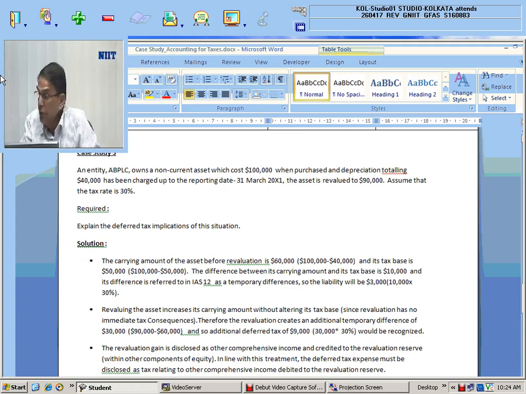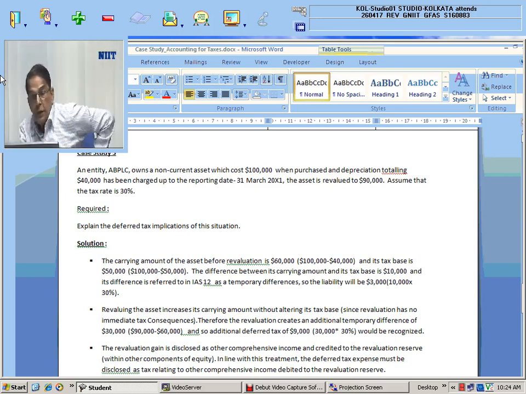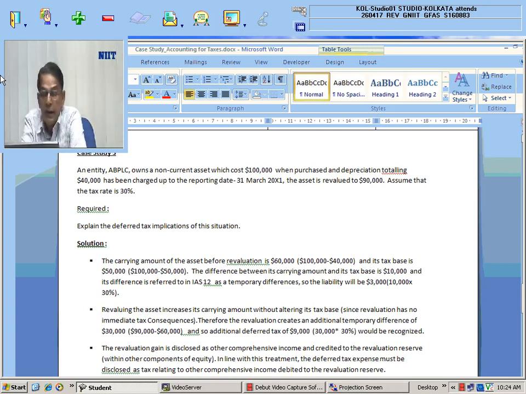Okay, so this thing was missing in the case study. What was the capital allowance on the asset? That was 50,000. Now revaluing the asset increases its carrying amount without altering its tax base. When you revalue the asset, its tax base doesn't change. But the carrying amount will change. So revaluation has no immediate tax consequence, so that it will not affect the tax base.